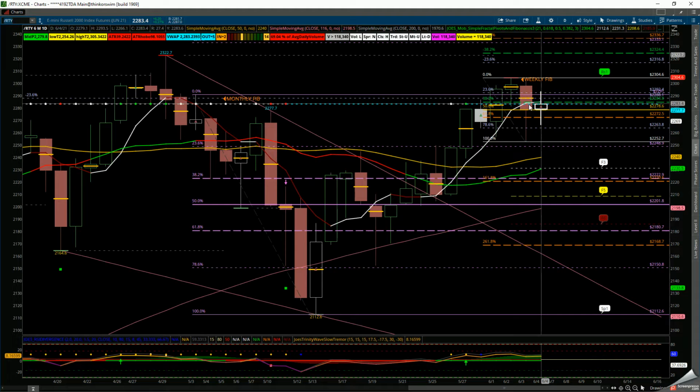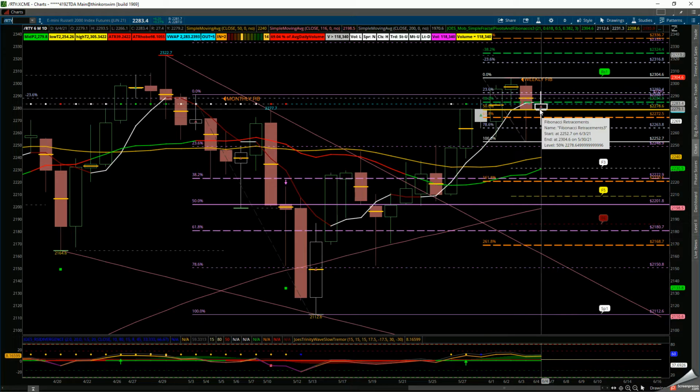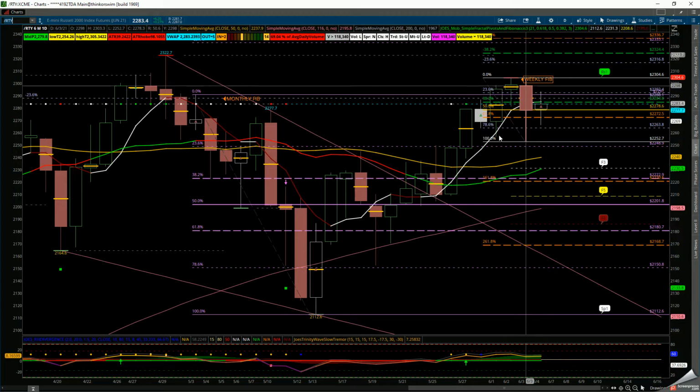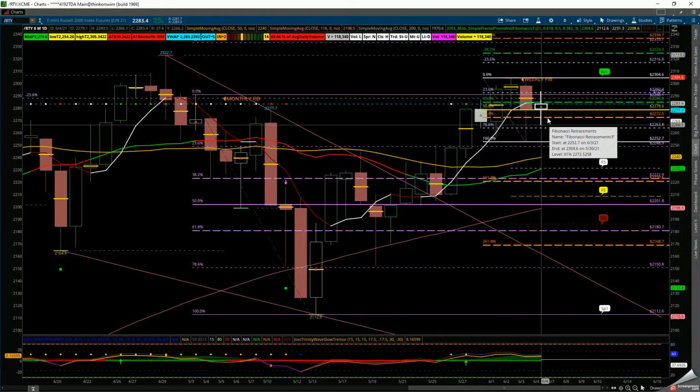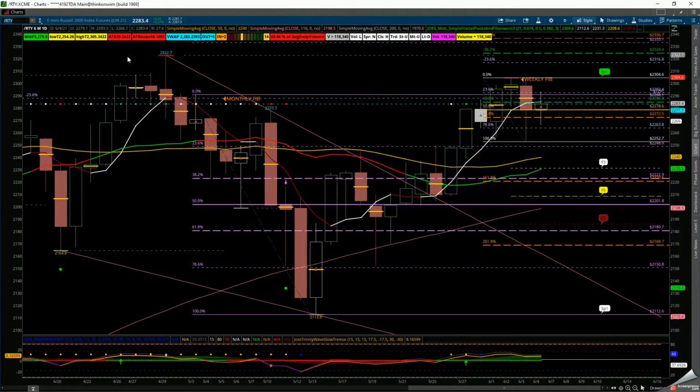The Russell stayed inside the Thursday's bar down move, but we are halfway through the fib from high to low. We're at the 50, above the 50%, below the 38. We are above the 61.8 in order to continue higher.